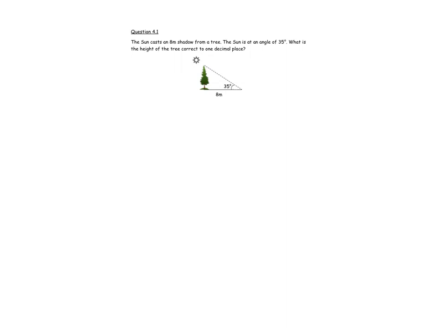So with this one, it's very similar to everything we've been doing. What I would advise you to do every time you're doing these questions is draw out a triangle. Even if they have one in the question, it's really easy to make mistakes, so just draw out the triangle. So we have 35 degrees as the angle here. We have the right angle here. This is 8 meters, and we're looking for the height, which I'm going to call x.